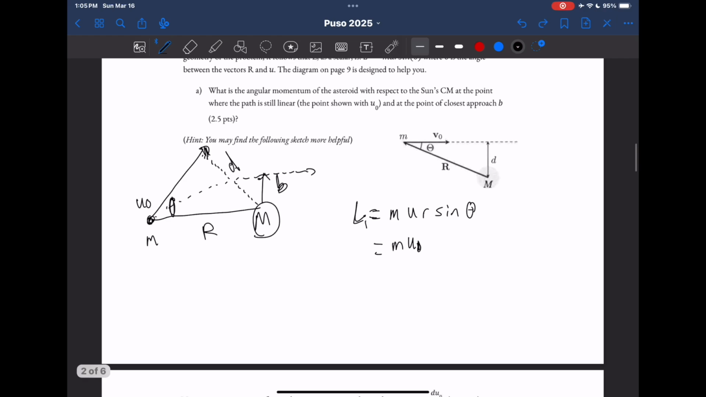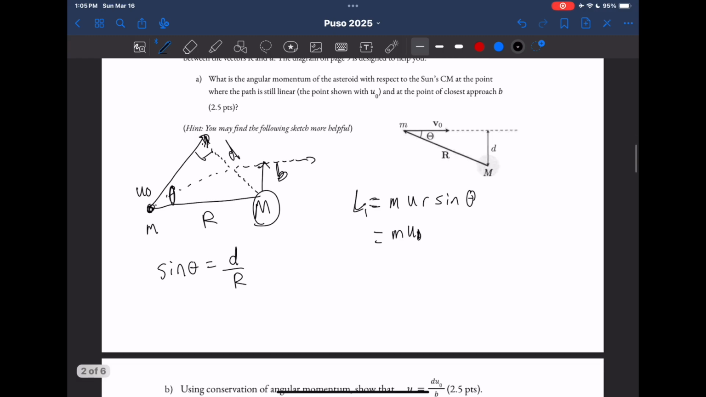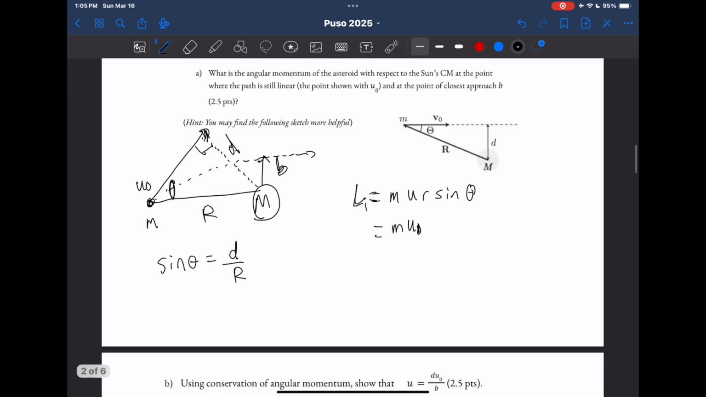So we can write a little triangle expression, and using trigonometry, sine theta is going to be equal to d over r, right? It's the opposite side over the hypotenuse of this right triangle. So if sine theta is equal to d over r, we can substitute that back in. We have r, the distance away, times sine theta, which is d over r. And so these two r's are going to cancel, and we just get m u naught d, which is what we wanted to show for the initial angular momentum.